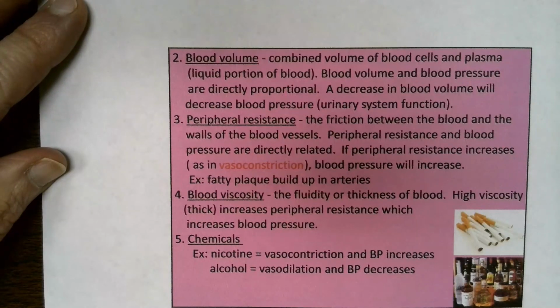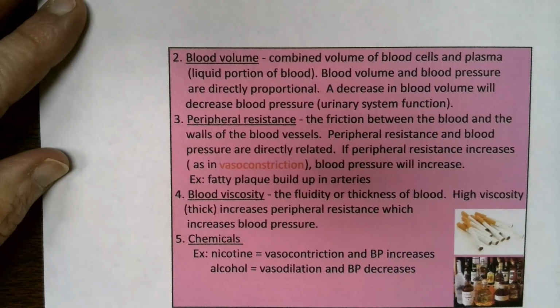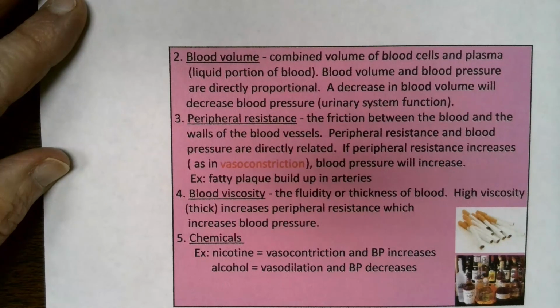All right, and then the final thing on here that can impact blood pressure is various chemicals that people put into their bodies. You've got two examples here: nicotine and alcohol. Nicotine is a vasoconstrictor. It's a stimulant, and it's going to cause blood pressure to increase. And then alcohol is going to cause vasodilation. It's a depressant, and it's going to cause blood pressure to decrease. And then we'll talk about some other chemicals as well.